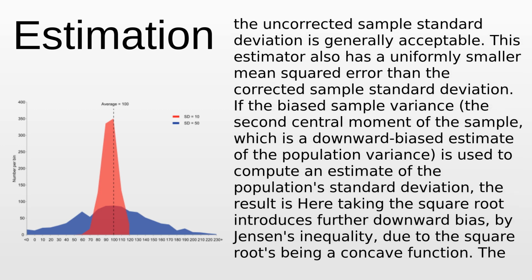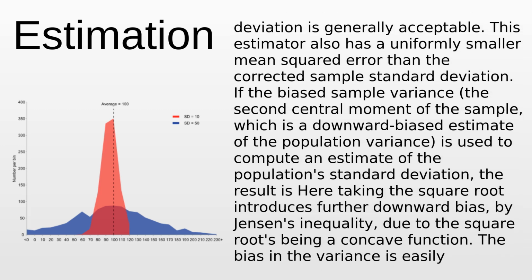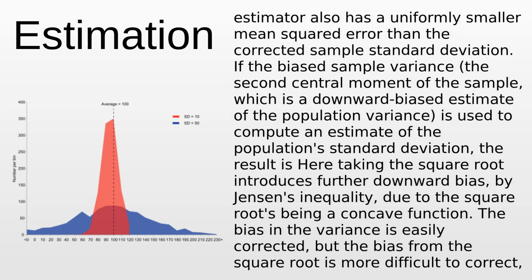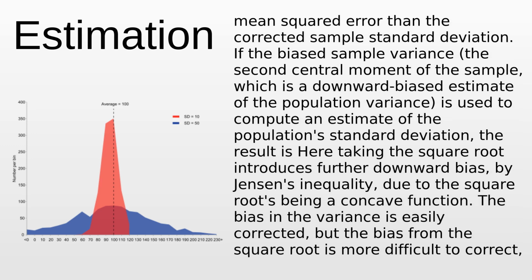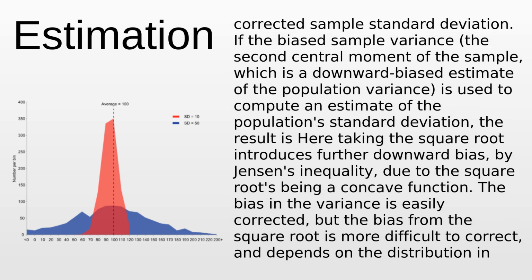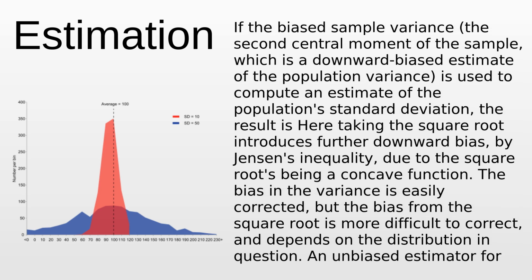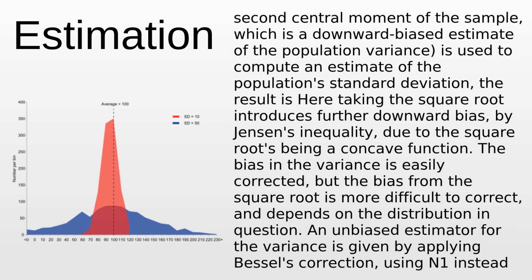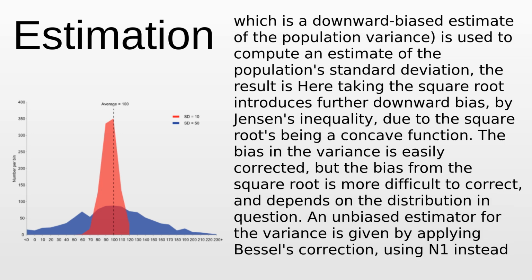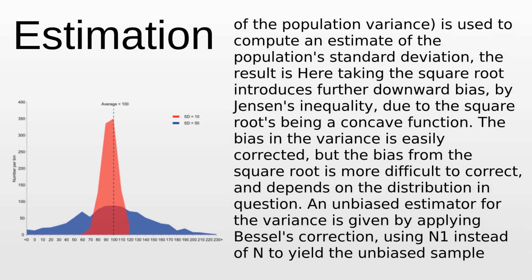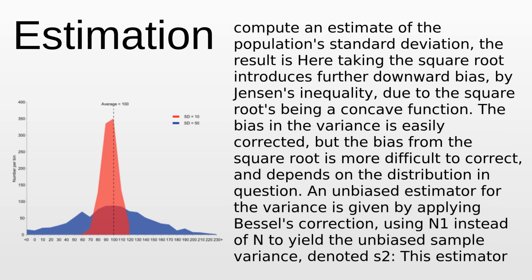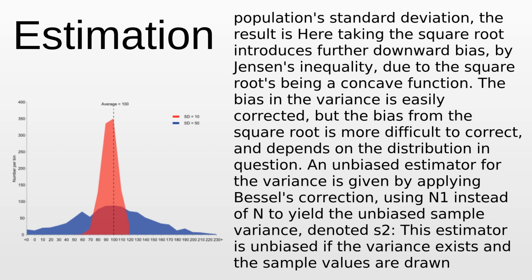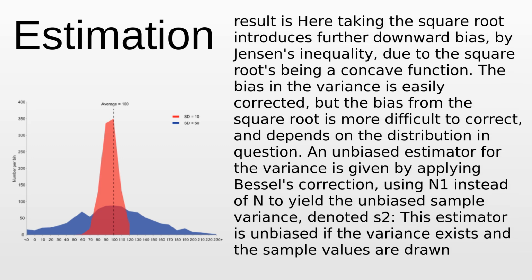If the biased sample variance, the second central moment of the sample, which is a downward biased estimate of the population variance, is used to compute an estimate of the population's standard deviation, the result is as follows. Here taking the square root introduces further downward bias, by Jensen's inequality, due to the square root being a concave function. The bias in the variance is easily corrected, but the bias from the square root is more difficult to correct, and depends on the distribution in question.